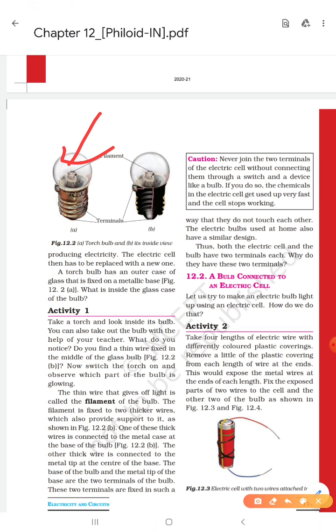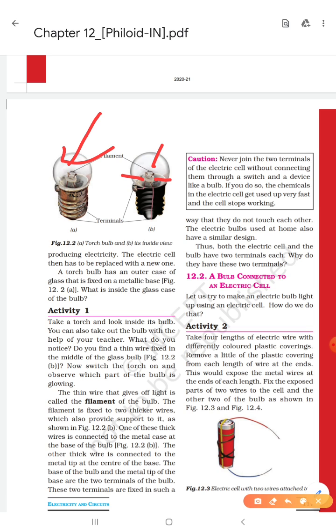Now try to switch the torch on and observe which part of the bulb is glowing. You will find that the thin part that gives off light is called the filament of the bulb. The filament is fixed to two thicker wires, which also provide support to that thin wire.